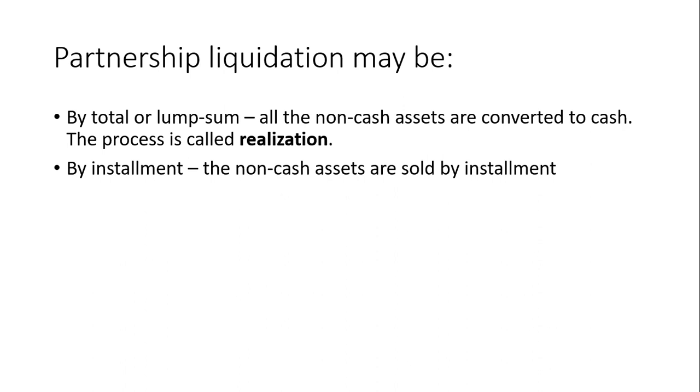The second one is by installment, meaning the non-cash assets are sold by installment. Let's say one buyer is only interested in your accounts receivable, and then you still have other remaining non-cash assets such as the building. So the first to be bought is your accounts receivable, and there is still a remaining non-cash asset. This process will be called installment.